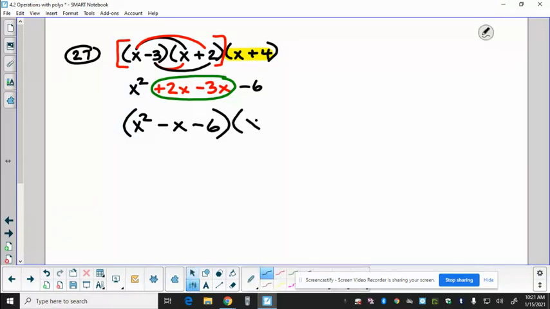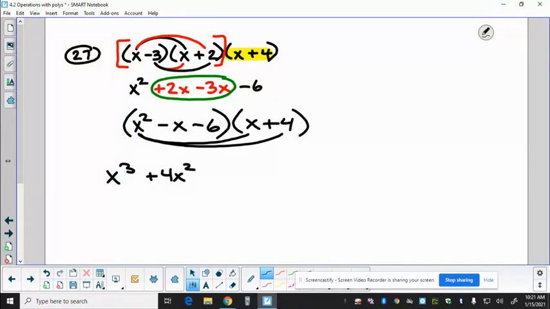Organize your work any way you want to. All right, so I'm going to start off here, multiplying. I think I'll stack things on top of each other. That's negative x squared, negative 4x. However you want to do it. Negative 6x minus 24.